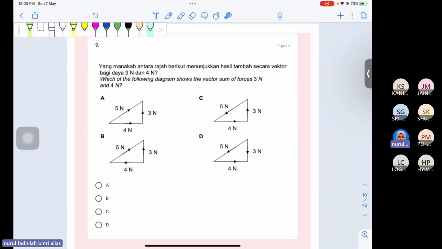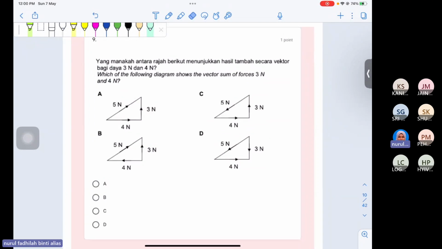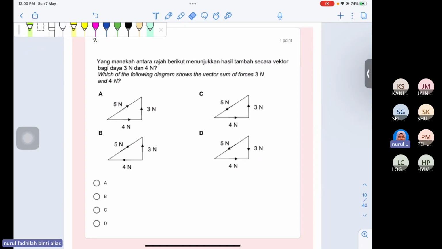Okay, what about number 9? Let's read the question together. Are you ready? Can you focus? Which of the following diagrams, A, B, C, D, shows the vector sum? So, vector sum is another name for resultant force. Sum is the result. But why does it use the word vector? Because we also have to look at the direction.